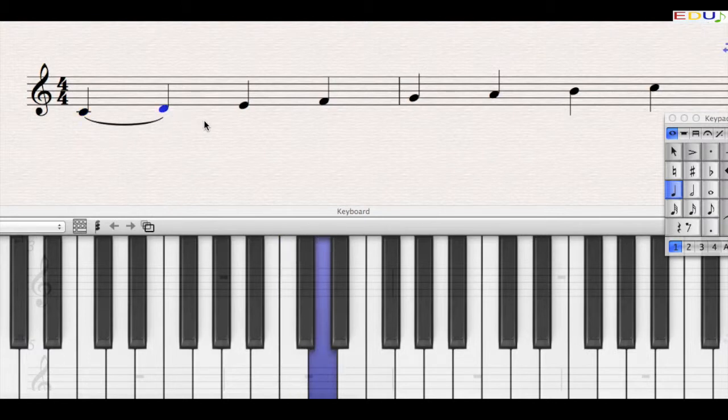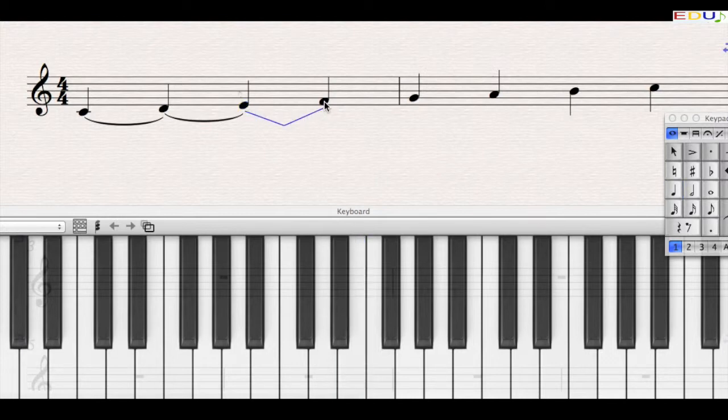Between D and E we also have a whole tone. 1, 2 semitone steps. So let me draw this in as well. Whole tone, whole tone. Between the E and the F we find a semitone, neighboring keys. So in this case we have a semitone step. Let me just draw this in.